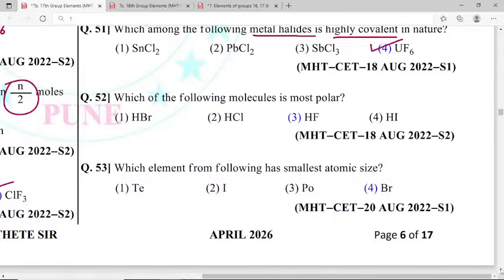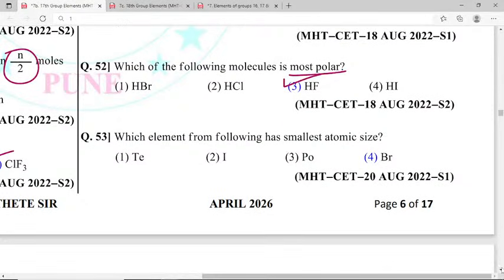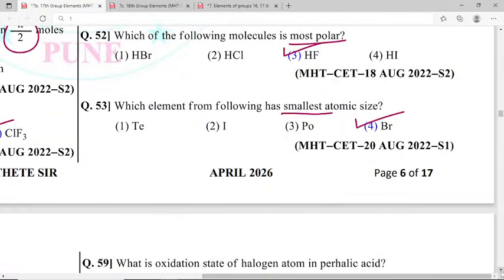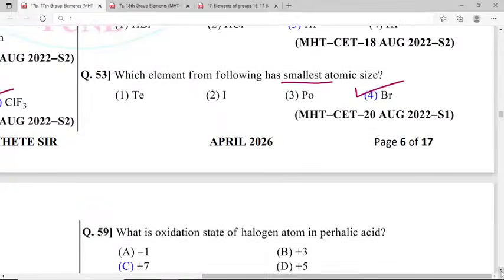Which of the following molecules is most polar? HF is most polar due to electronegativity difference. Fluorine is the highest electronegative. Same question, smallest atomic size, bromine. Bromine shows smallest atomic size because it is a halogen.